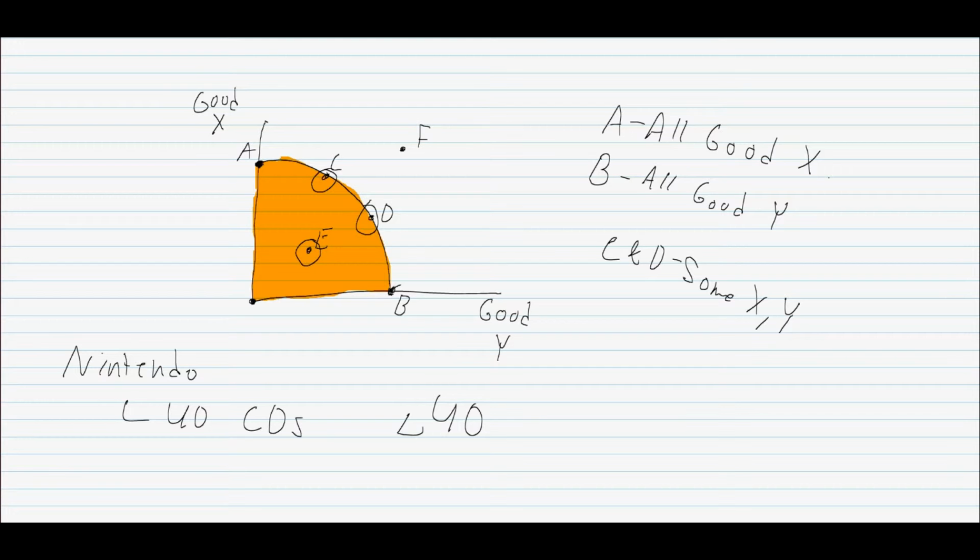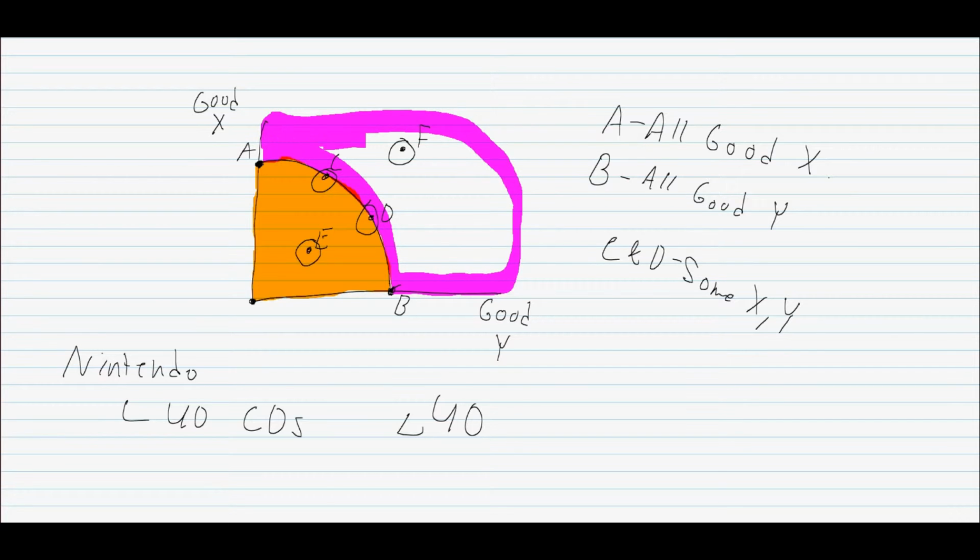So since that curve up here is the maximum production, what do you think point F over here means? Well, point F is an unreachable curve. Everything above this line is unreachable. What that means is you have those 40 CDs, and anything above that you can't make more than 40 video games.